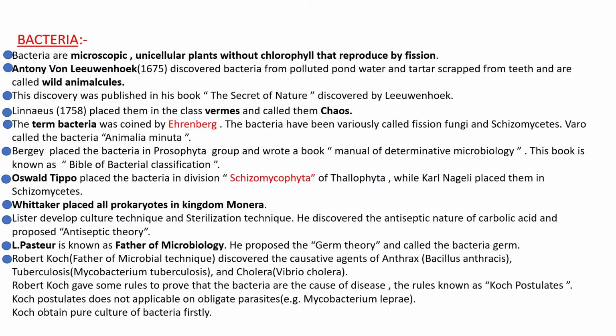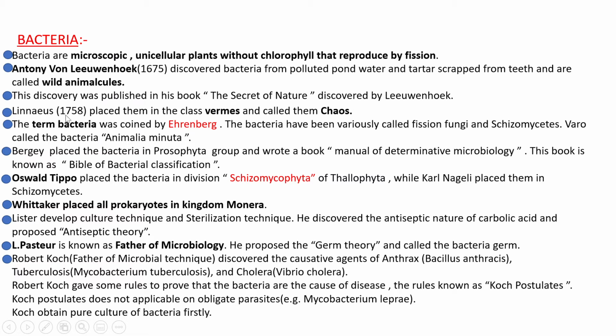The first is that bacteria are microscopic unicellular plants without chlorophyll that reproduce by fission. Antony von Leeuwenhoek in 1675 discovered bacteria from polluted pond water and tartar scraped from the teeth, and called them wild animalcules. This discovery was published in his book The Secret of Nature.